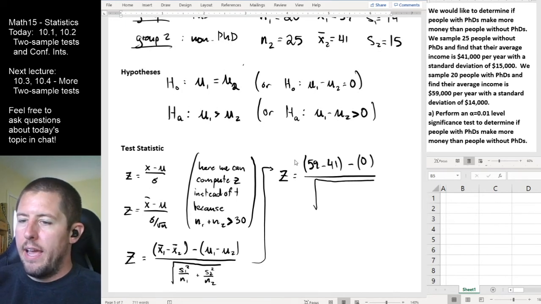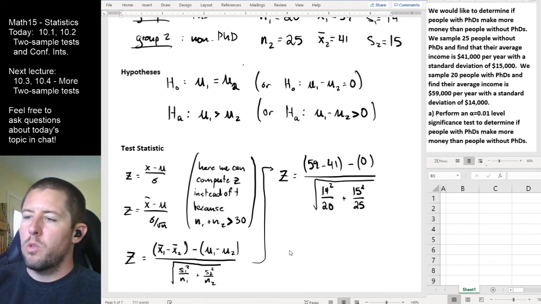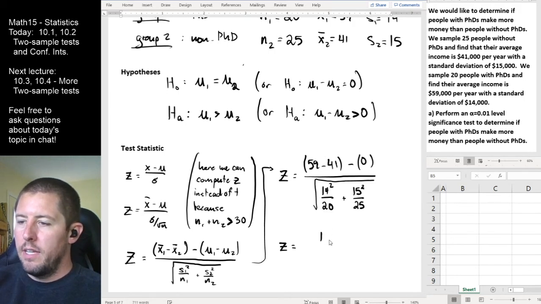It looks like we had a standard deviation for group 1 of $14,000. I'll need to square that, divided by the sample size from group 1, which was 20. Plus, the standard deviation from group 2 was 15. We'll need to square that, divided by the sample size from group 2, which is 25. And we'll end up taking the square root of that entire thing right here. So I'll do at least one line of intermediary work right here. It looks like in total, our entire numerator is 18. It's really referencing 18,000 right there.